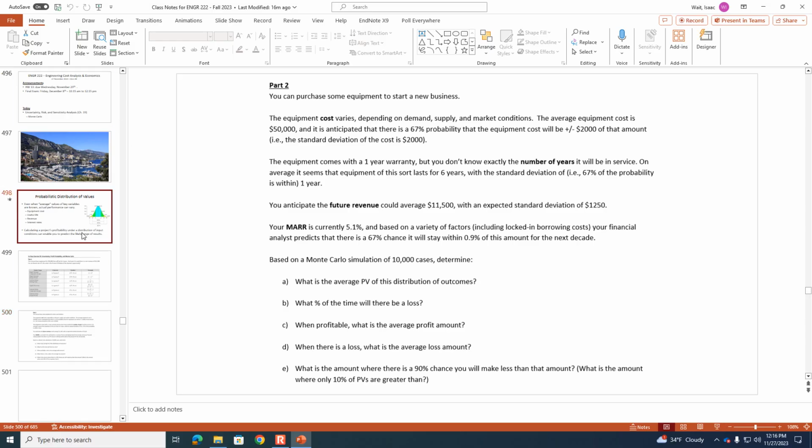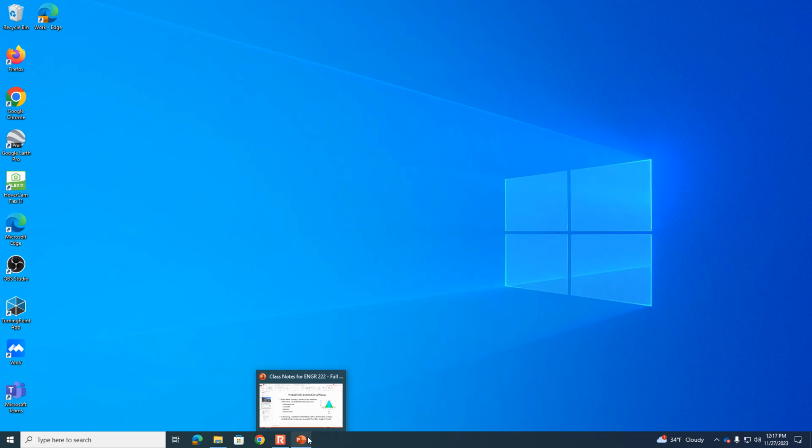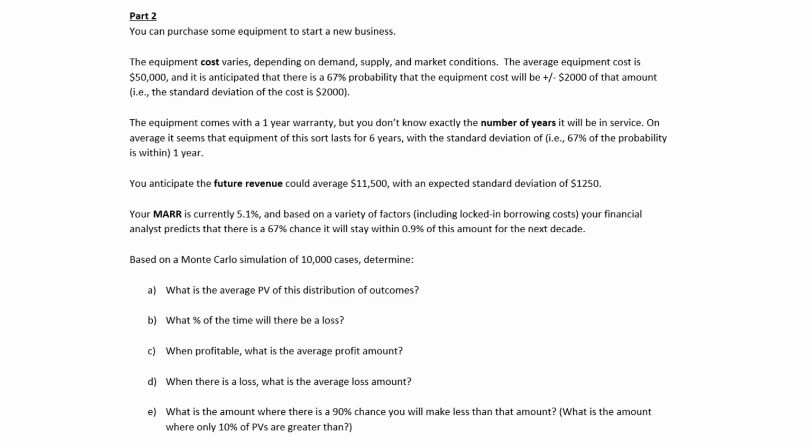The function we're going to use in Excel, it's going to assign the average cost to be $50,000, and most of the rows, we're going to have 10,000 rows, most of them will be in this range of plus or minus 2,000, but some of them will be more than that. And it'll use the standard deviation to assign that distribution. The same thing is going to hold true for how long the equipment lasts.